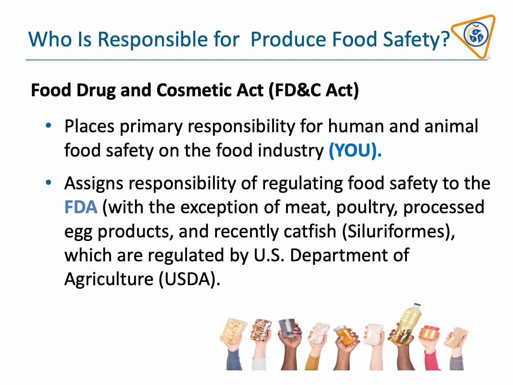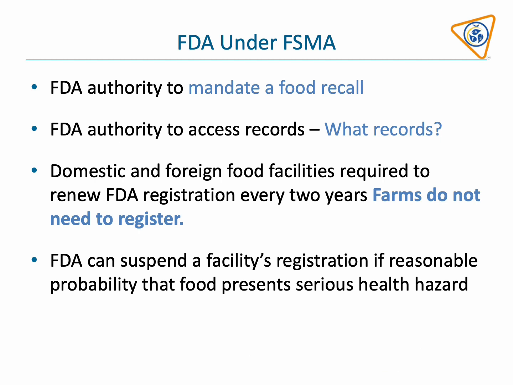Who is responsible for food safety? The Food, Drug, and Cosmetic Act of 1938 places primary responsibility for human and animal food safety on the food industry, YOU. The Act assigns responsibility of regulating food safety to the FDA, with the exception of meat, poultry, processed egg products, and recently catfish, which are regulated by the U.S. Department of Agriculture, USDA.